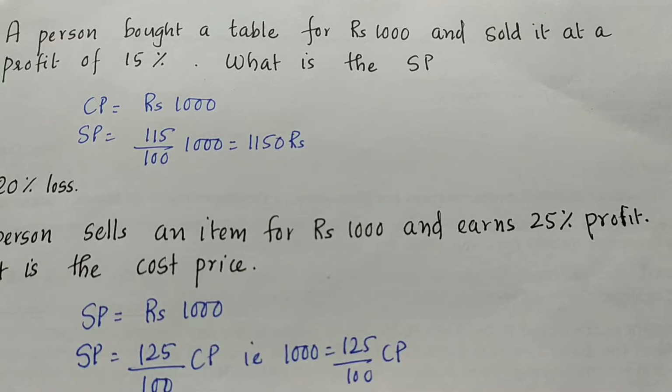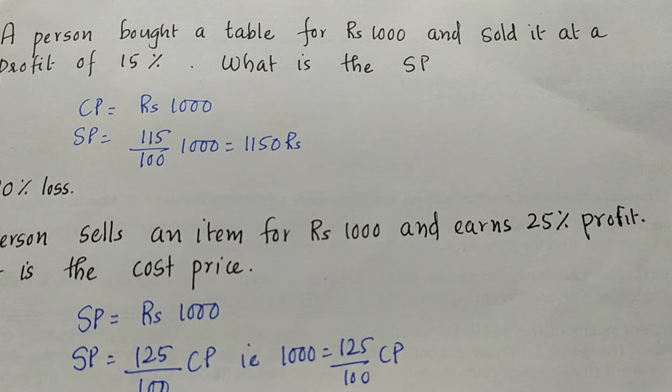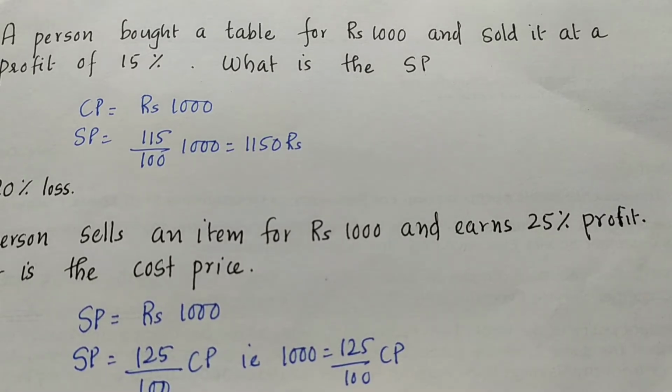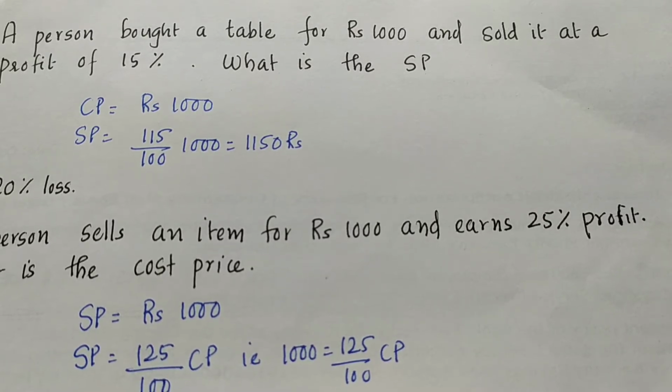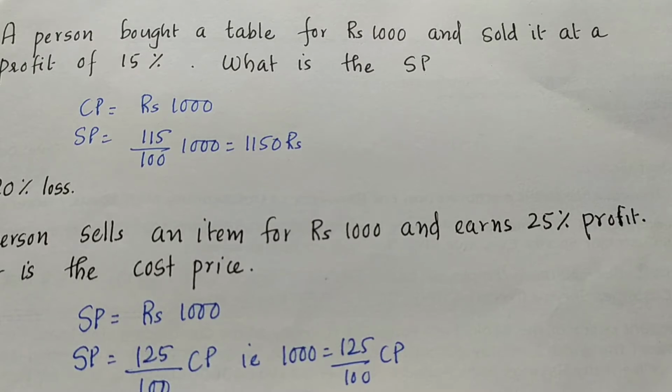The next kind of questions which you can expect in an aptitude test is, we will be given the selling price and profit percentage or loss percentage. We have to find out the cost price, or we will be given the cost price and profit percentage or loss percentage. We have to find out the selling price. So let us discuss a question based on that topic.